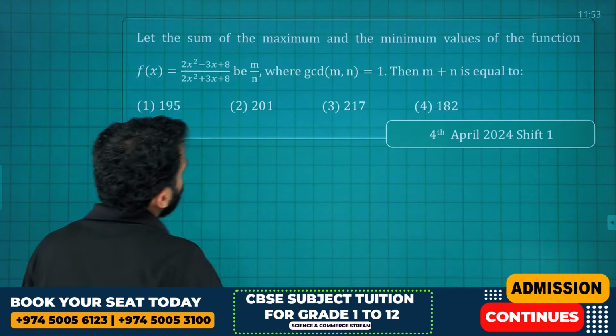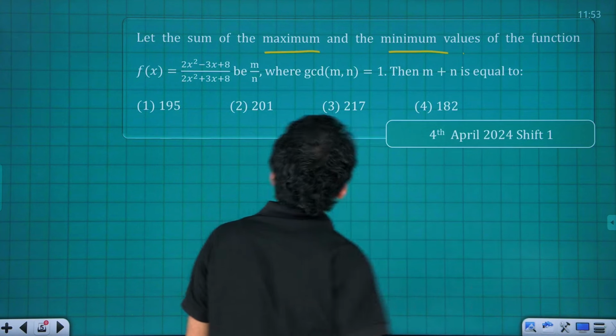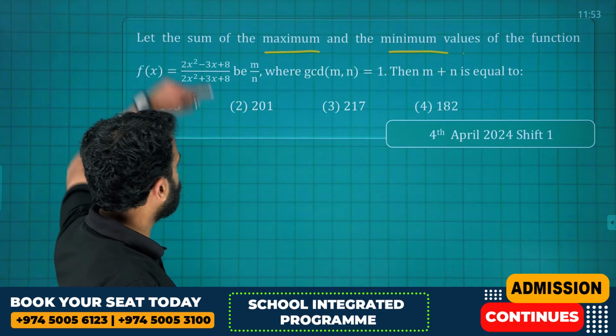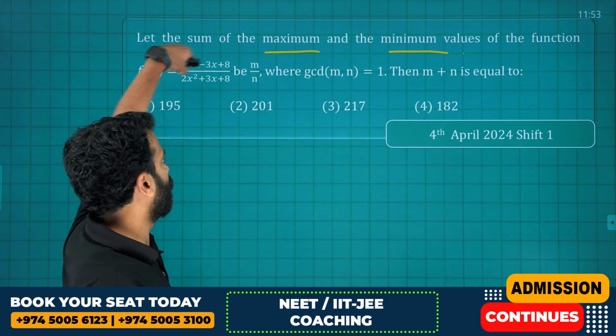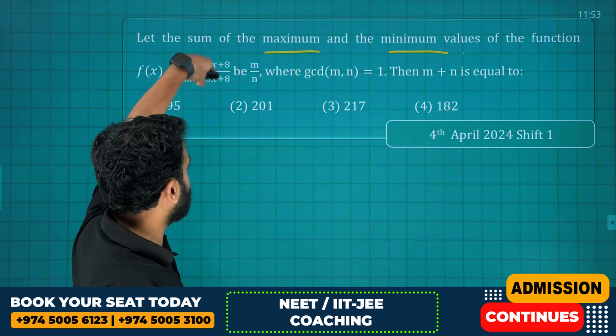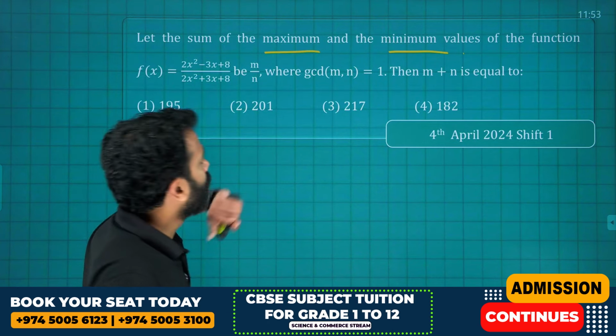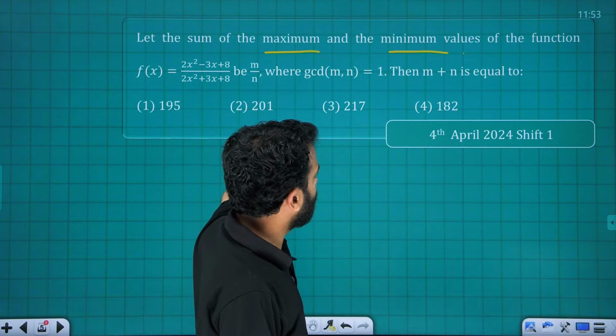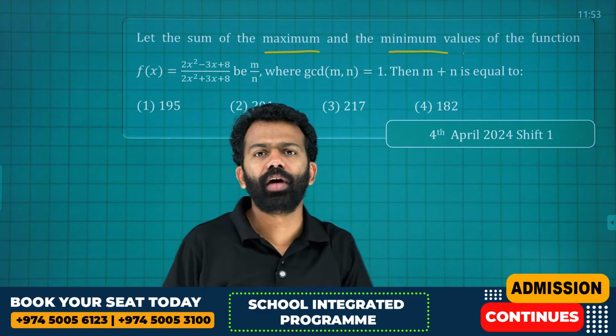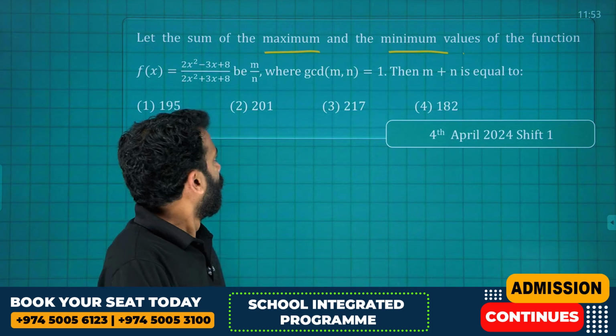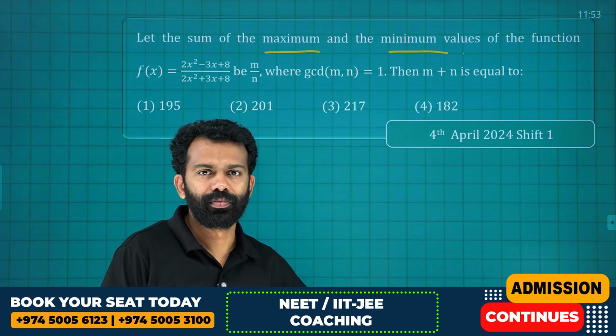Let the sum of the maximum and minimum values of the function f of x is equal to (2x² − 3x + 8) divided by (2x² + 3x + 8) be m by n, where the greatest common divisor of m and n is 1. Then you need to find the value of m plus n. How are you going to find this one?